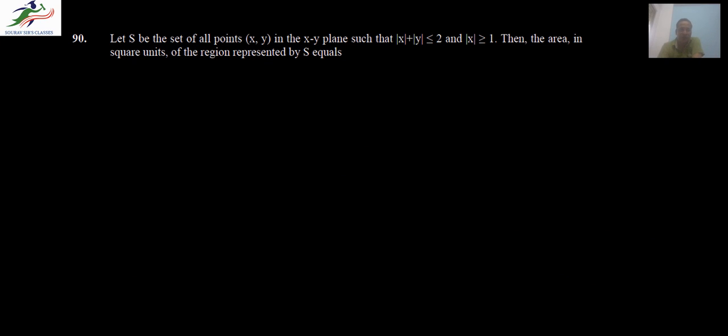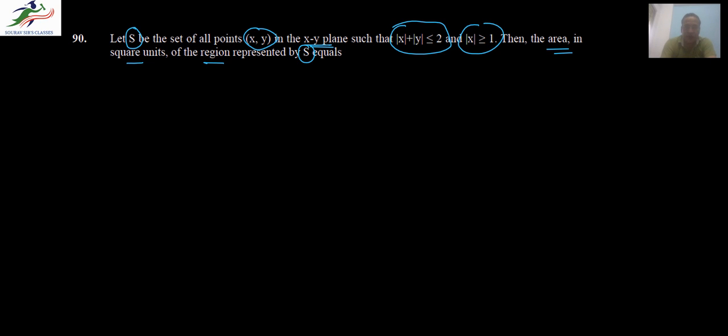We come to the next question, which says let S be the set of all points x and y in the xy plane such that the inequality mod x plus mod y less than equal to 2 and mod x greater than equal to 1, then the area in square units of the region represented by S. So S is the area bounded by these two inequalities.